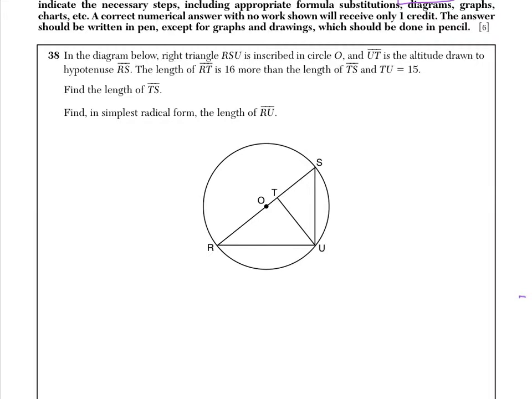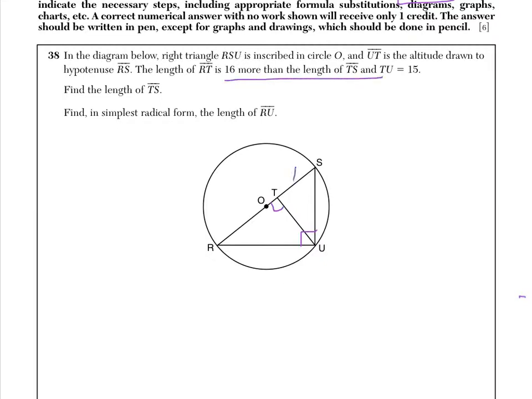So number 38 says, in the diagram below, right triangle RSU is inscribed in circle O. So you want to maybe take a second to just jot in that right angle, because it is, after all, a right triangle. And UT is an altitude drawn to the hypotenuse. Now, because it's an altitude, that also means that there's a right angle at T. The length of RT is 16 more than the length of TS.